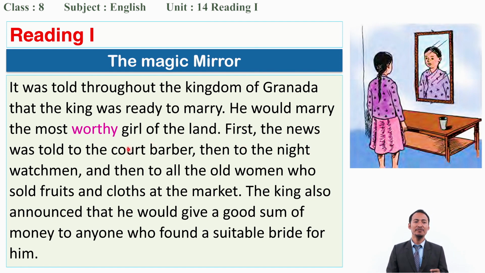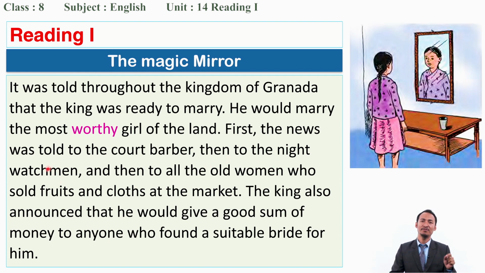And first, the news was told to the court barber. Barber, do you know barber? Yes. I know, the person who cuts hair. Then to the night watchman. Look here, the news. What was the news about? The news was about finding a bride, a girl, जो चाहिँ suitable छ for the king. The news was told to the court barber. कसलाई भनिएको रहेछ? Court barber, and then to the night watchman.